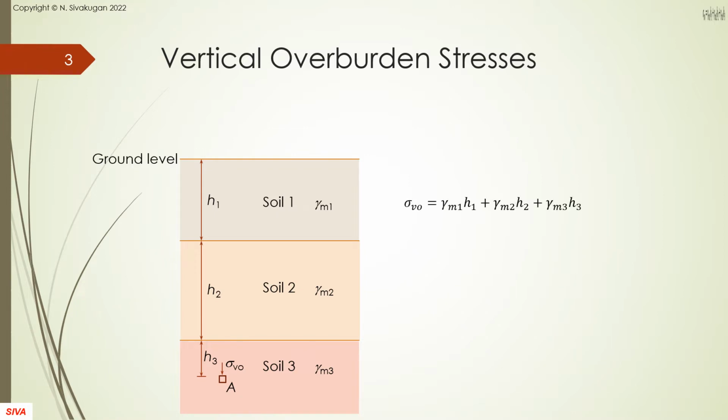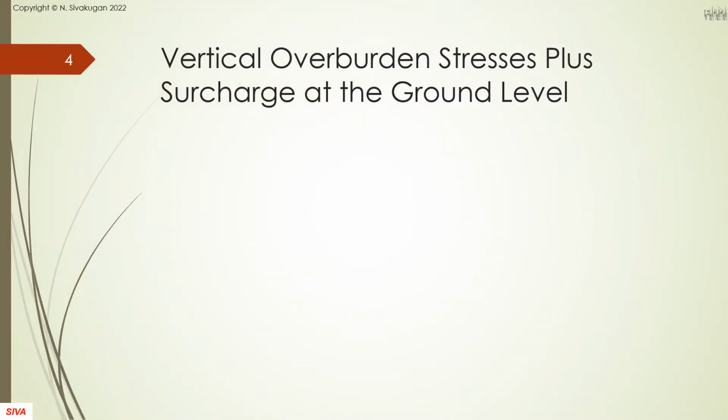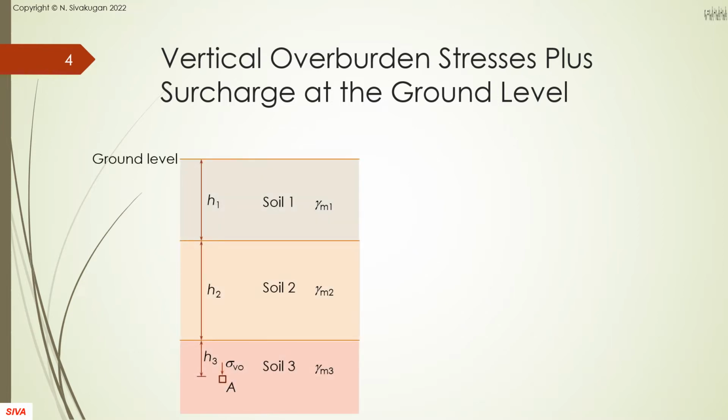When there are a few layers of different soils present above a point A, we include all of them in computing the vertical overburden stress. If there is surcharge Q at the ground level, that has to be added to the vertical overburden stress.